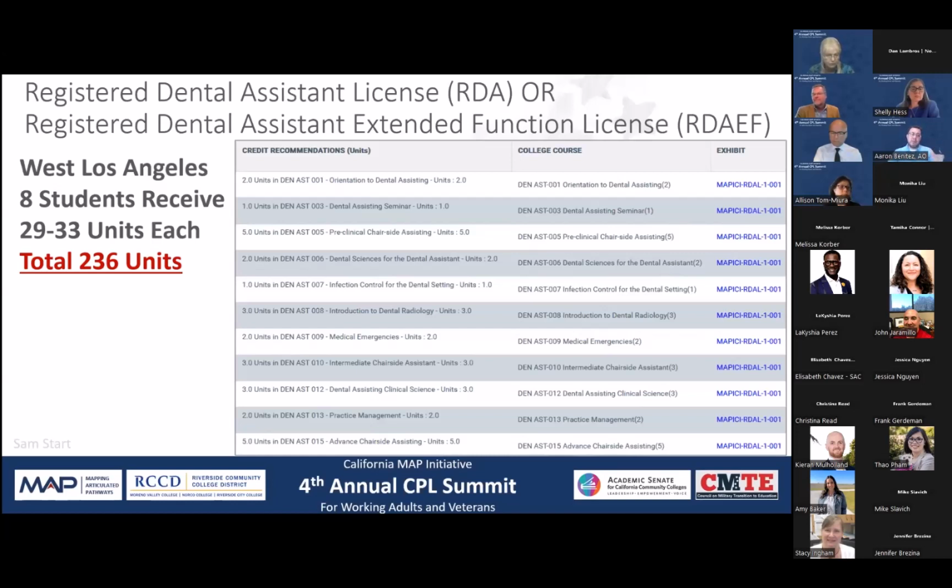So the program that we have is approved by the dental board. If you have your RDA or RDA-EF license, you qualify to get 29 CPL units. If you envision yourself as somebody who hasn't been in school in 20 years, but you've been practicing as an RDA, a first-time college student, and you keep thinking it's going to take forever to go back to school, well, as long as you have your RDA or RDA-EF license, you have 29 units. And so all you need now is 31 units of GEs, and you get your associate's degree.